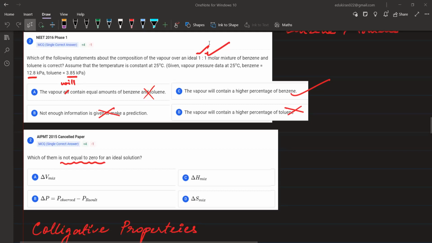Yes, Hanifa, Farhat, Maimuna, very good. Correct answer. देखिए डेल्टा V मिक्स क्या होता है? आइडियल के लिए 0 होता है. डेल्टा H मिक्स is also equal to 0.